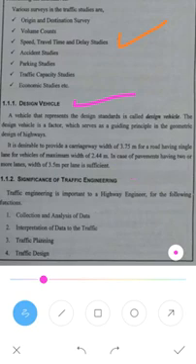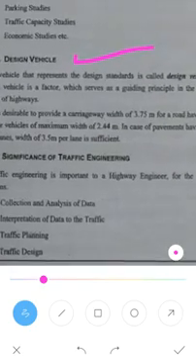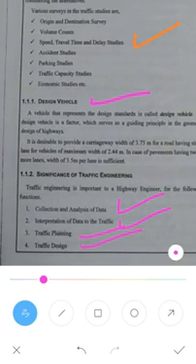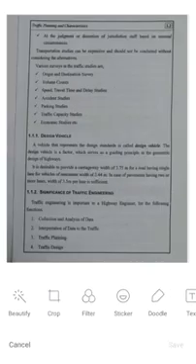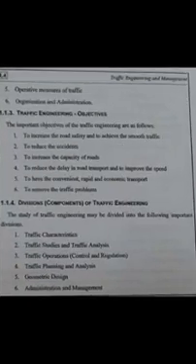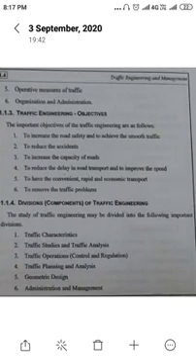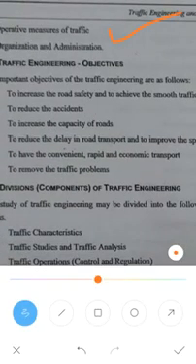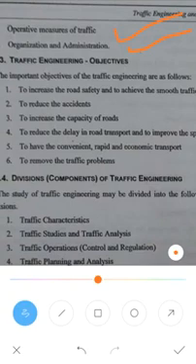Traffic engineering has the following important highway engineering functions. The first function is the collection and analysis of data. The second function is the interpretation of the traffic data, and another is traffic planning and traffic design. These are the significance of traffic engineering. Apart from that, there are two more important ones: one is the operative measures of the traffic, and another is organizing and administration.